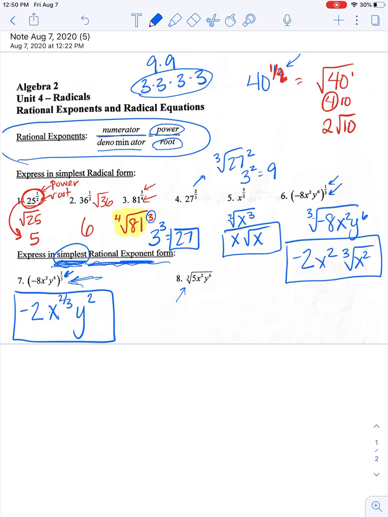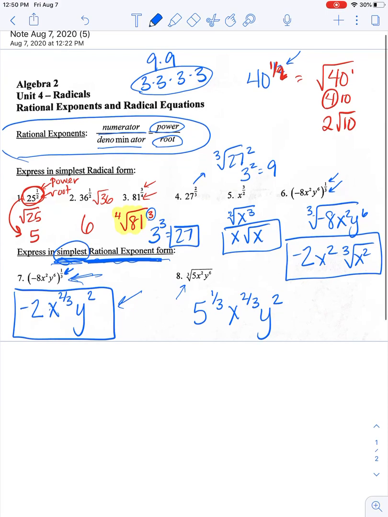So again, number 7, the problem and the answer are both in rational exponent form, but the one that's boxed in is the simplest. Now, number 8 is not in rational exponent form. It's in radical form. So I'm going to write it in rational exponent form. So this is going to be 5 to the 1/3, x to the 2/3, and y to the 6/3, which reduces to a 2.